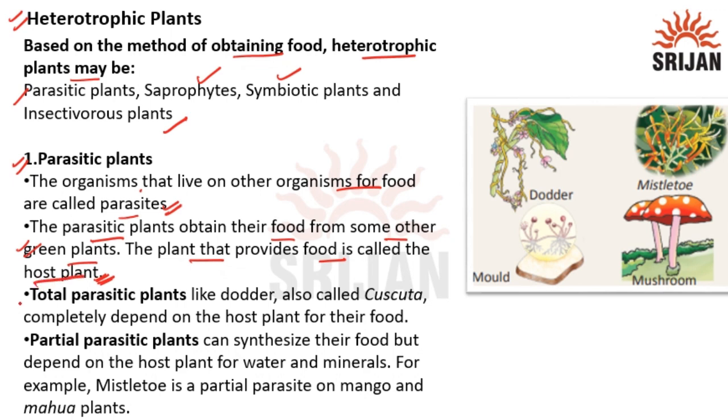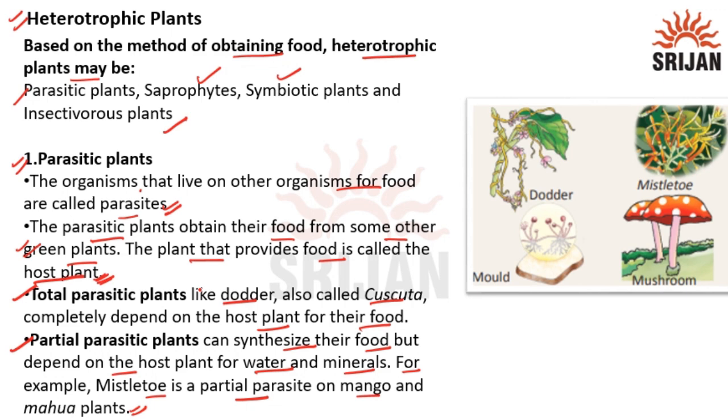Parasitic plants are divided into two types, total parasitic plants and partial parasitic plants. Total parasitic plants, like dodder, also called cuscuta, completely depend on the host plant for their food. Partial parasitic plants can synthesize their food but depend on the host plant for water and minerals. For example, mistletoe is a partial parasite on mango and mahua plants.